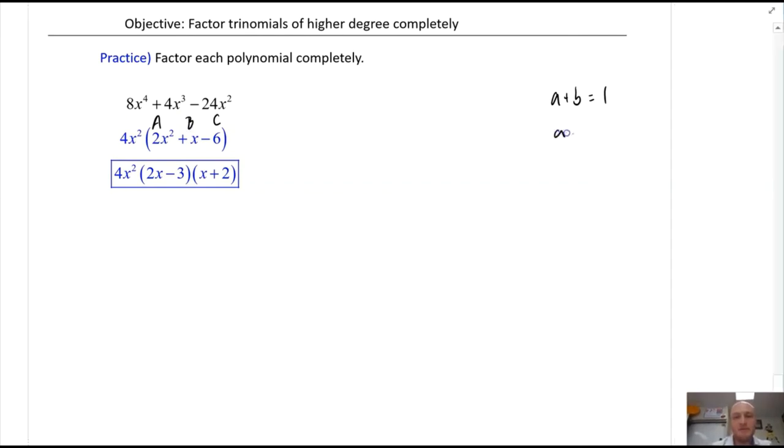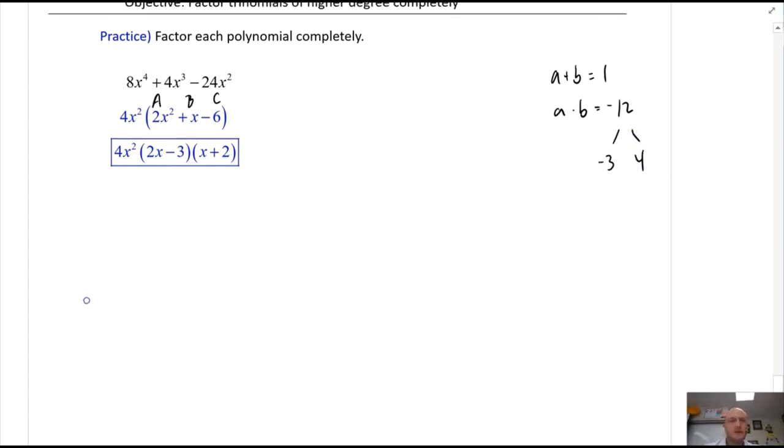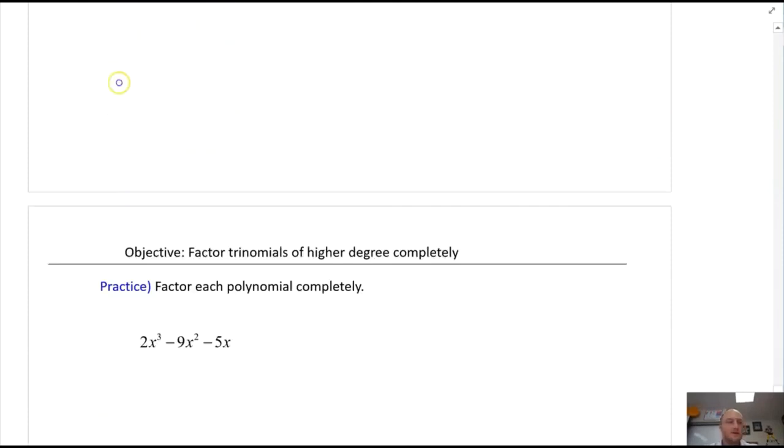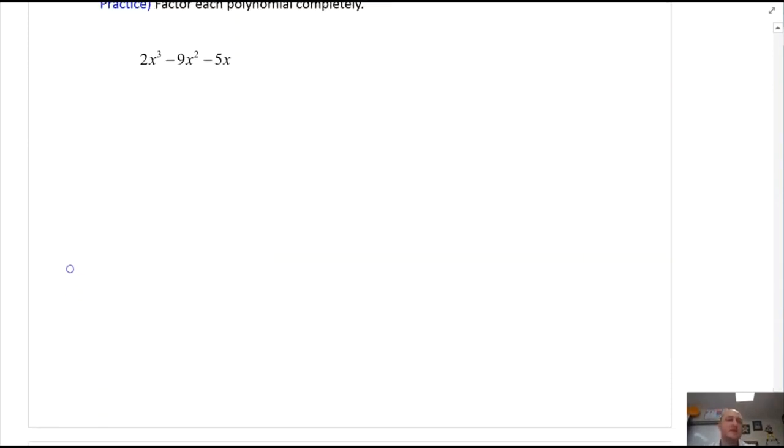A times b is going to be negative 12. Okay, and that looks like it would be a negative 3 and a positive 4 are going to be your middle terms. Okay, all right, and then last but not least, here is the very last practice problem.